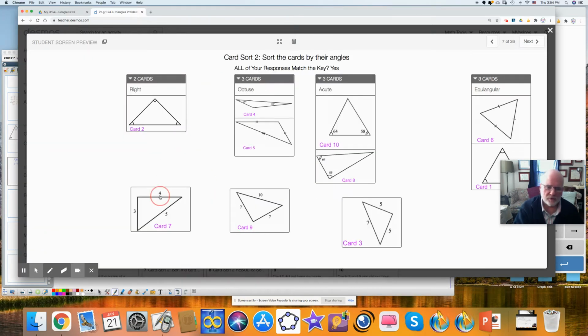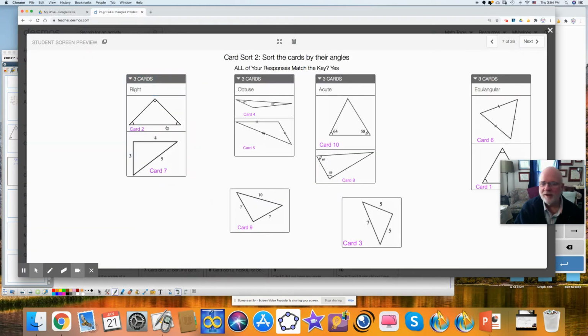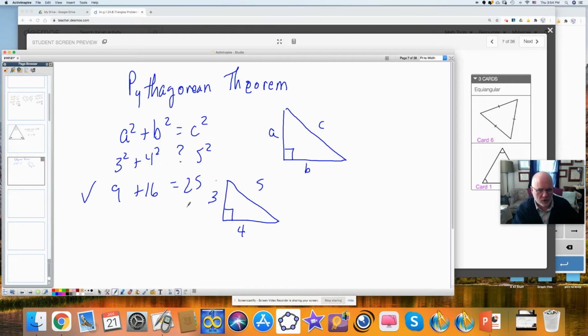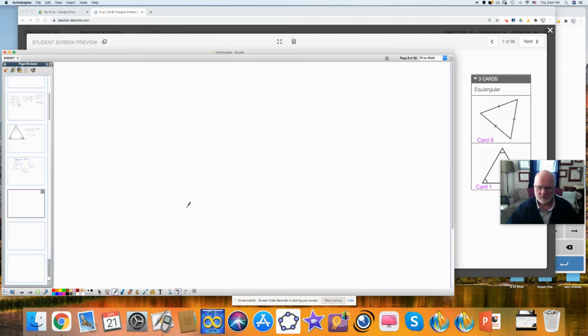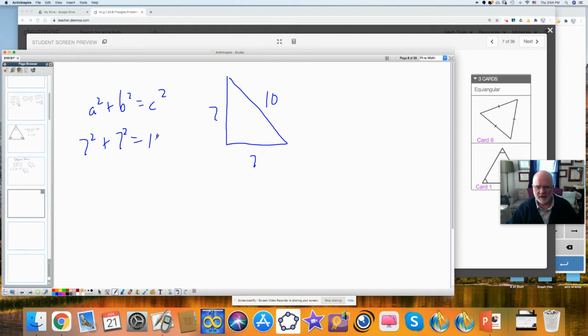So I can move this over to my right triangle column. I have these other two, though, that don't. They look like they might be right triangles, but when I do the one, it's a 7, 7, and 10. It looks like it might be a right triangle. But if I do a squared plus b squared is equal to c squared, then I get 7 squared plus 7 squared is equal to 10 squared. That's 49 plus 49. 98 is not equal to 100.